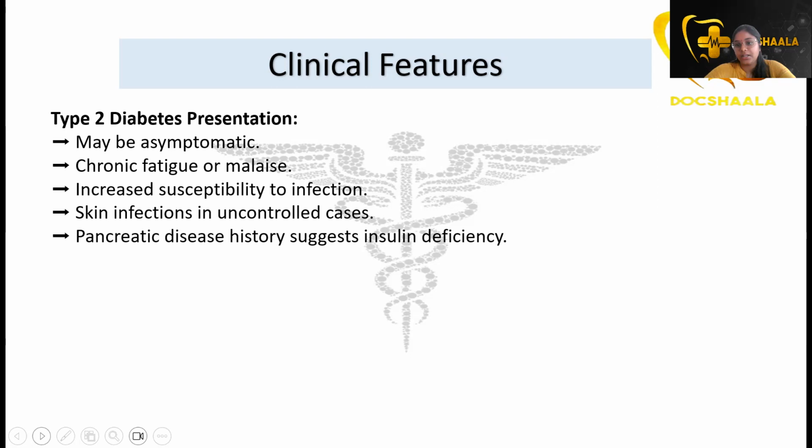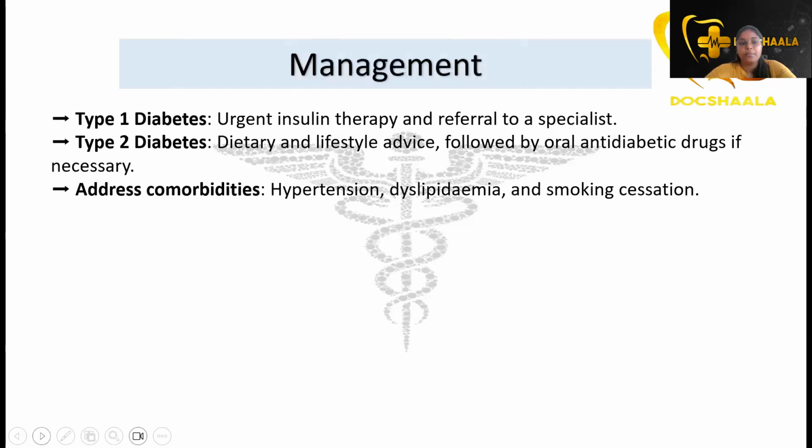such as insulin deficiency. Then management: for type 1 diabetes, urgent insulin therapy is advised. For type 2, first of all, we advise dietary and lifestyle changes, followed by oral antidiabetic drugs if necessary. If any comorbidities are associated, like hypertension or anything, the patient has to be treated for those comorbidities also.